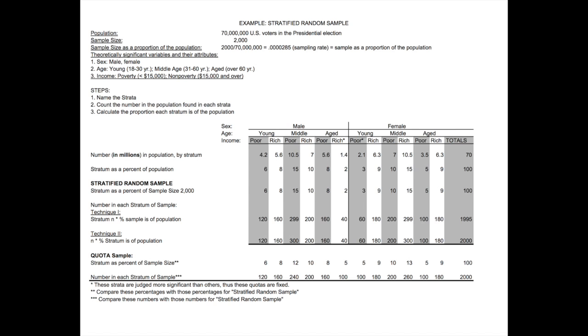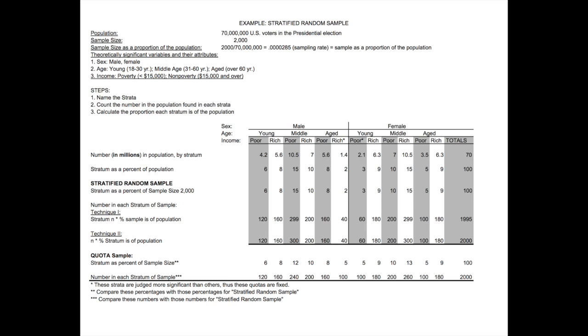6% of the population is poor young males. Well, if 6% of the population is poor young males, and we want a stratified random sample that includes poor young males, then we want our sample to include 6%, right? So if our sample size is 2,000, then we want 6% of 2,000 of the people in our sample to be poor young males. Well, 6% of 2,000 is 120. So we need 120 poor young males randomly selected from that population to represent that stratum of the population, right?